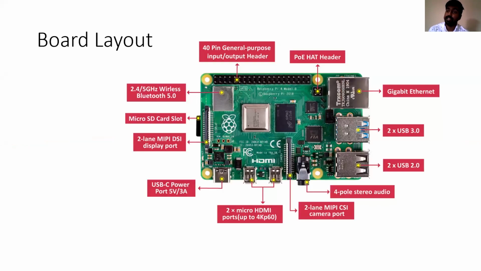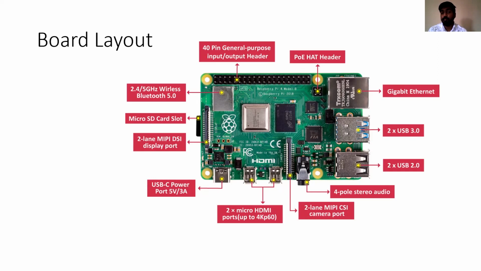Next, we will see the board layout of the Raspberry Pi board. So as you can see, there are 40 GPIO pins. So different kinds of sensors and actuators are going to be fitted to these 40 GPIO pins. And this also has USB ports, so you can connect your keyboard, mouse, and other accessories. We also have a micro SD card slot, so you can connect your SD card as the storage device. And this also has an Ethernet port, so you can connect your network cables. And this also comes with inbuilt Bluetooth and Wi-Fi.